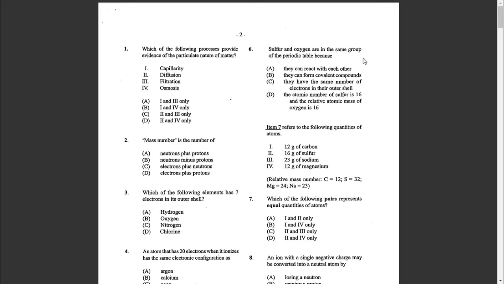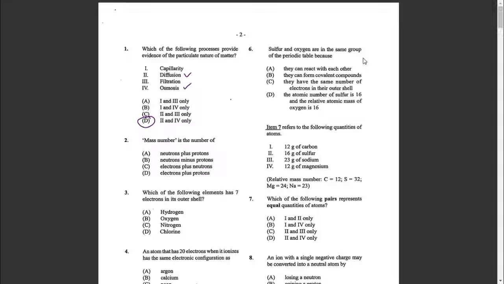Alright, welcome back. So we're going to look at the 2015 paper 1 for CSEC Chemistry. So let us get right into it. Which of the following processes provide evidence of the particulate nature of matter? Is it capillarity, diffusion, filtration, or osmosis? It's diffusion and osmosis. So that's 2 and 4. So that's D.